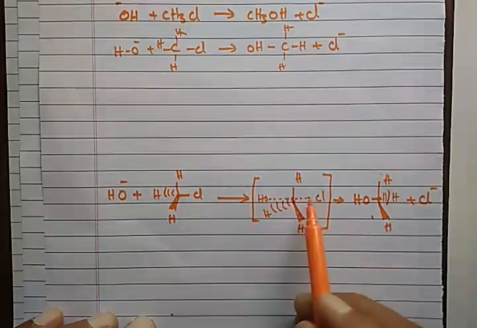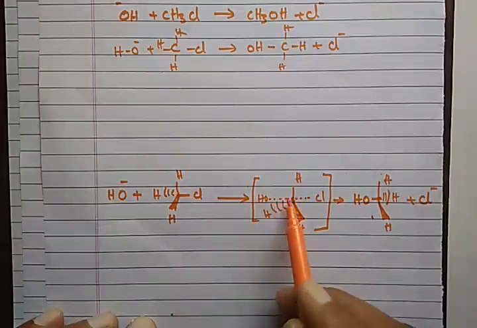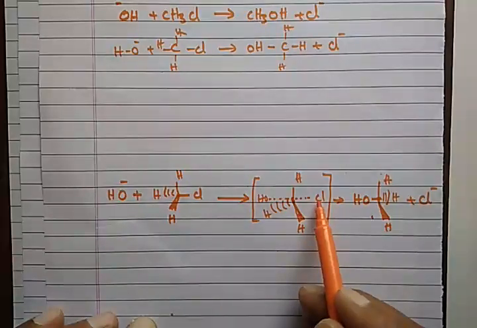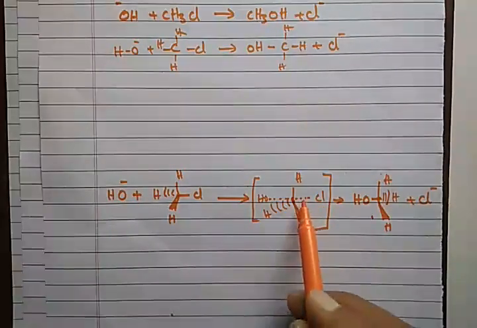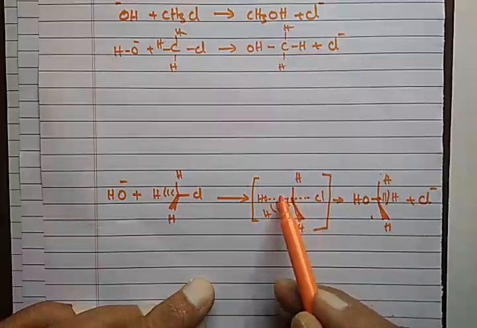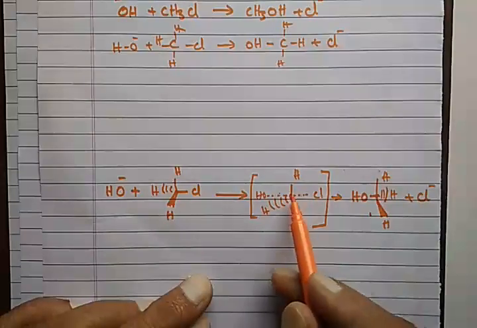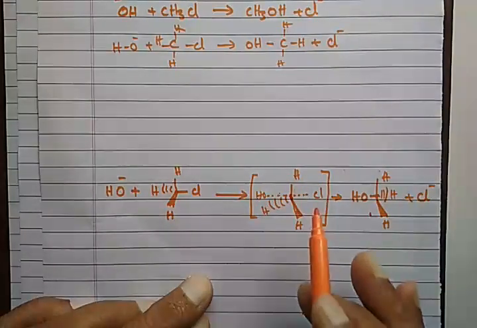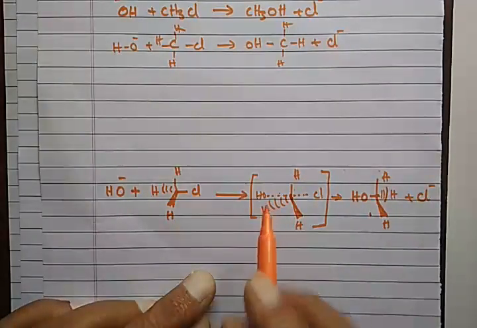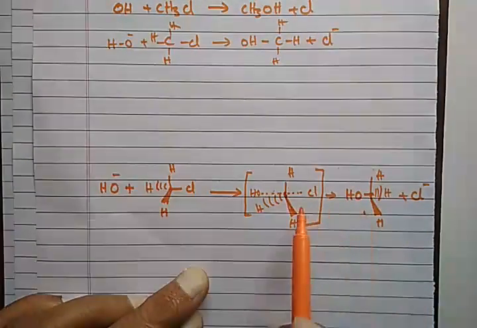When it happens simultaneously, the HO to carbon bond will become stronger and stronger, and the carbon to chlorine bond becomes weaker and weaker. And see here, the center carbon has 1, 2, 3, 4, 5 covalent bonds. Five covalent bonds is not possible with carbon. So this is an intermediate step. You cannot separate this when the chemical reaction is happening. So this is just for identification or for explaining purposes, and this kind of mechanism happens.